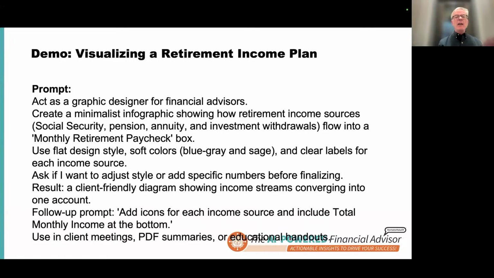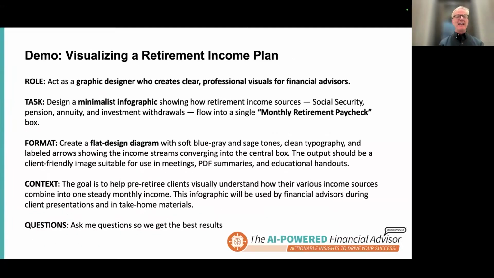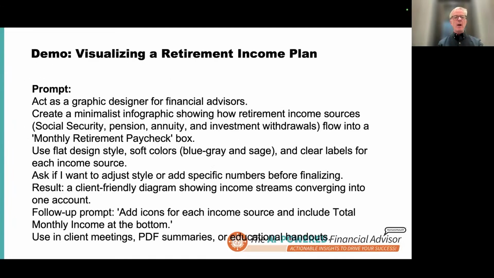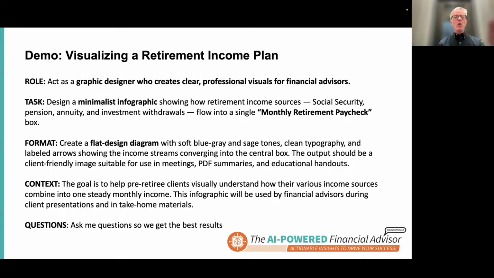Here is a particular prompt for a retirement income plan, and it more or less follows the role, task, format framework that I was just explaining. You pop that in. Here it is broken out a little more clearly. Now I'm just attaching the role, the task, the format. You can see the format: flat design diagram with soft blue, gray, and sage tones, clean typography, labeled arrows.